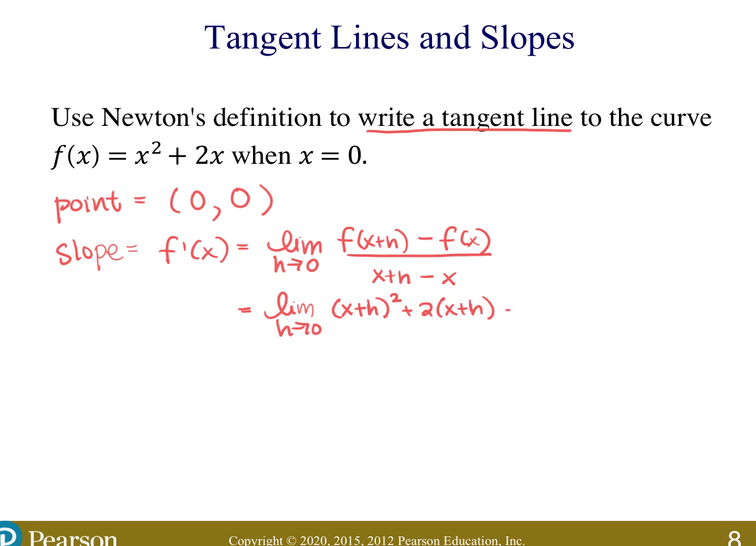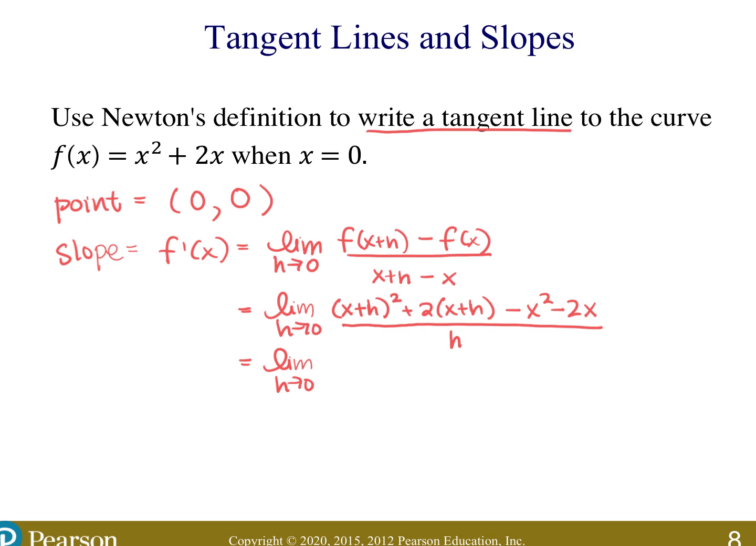And then I'm going to subtract f of x, which is x squared minus 2x. And the whole thing is going to be over, if I simplify the denominator, just h. So Jackson, now we're just going to have h from our denominator, okay? All right, Newton was a physicist. He loved him some algebra.